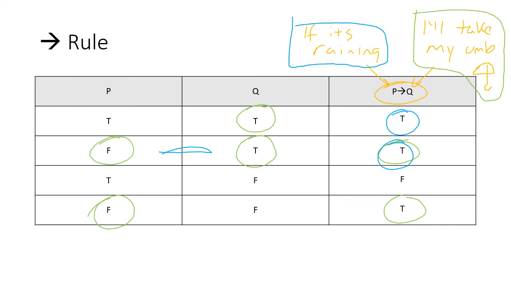Or you can also remember that it's false only where the left side's true and the right side's false. And again, that's because the condition was satisfied, but the results didn't come through. That would be the only situation in which the statement P arrow Q would be false.